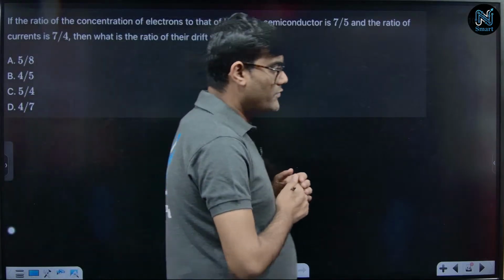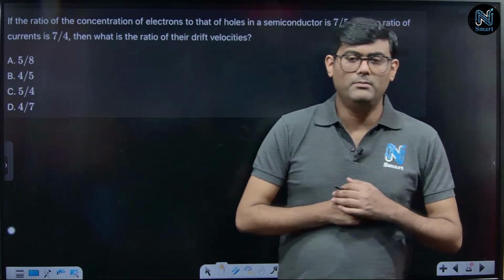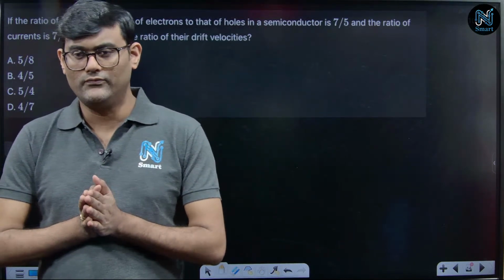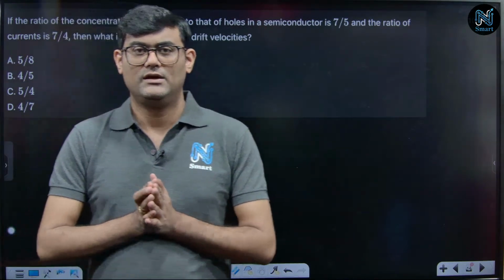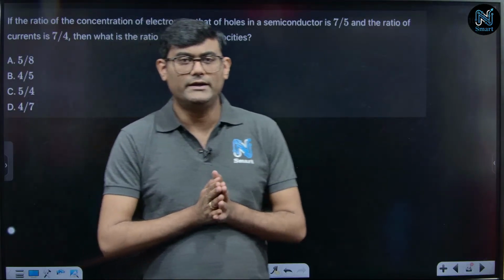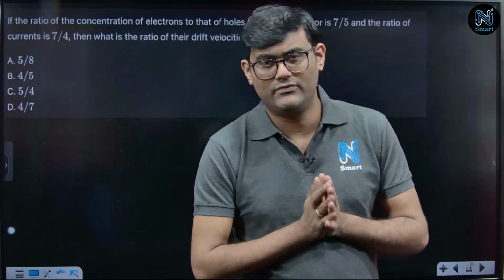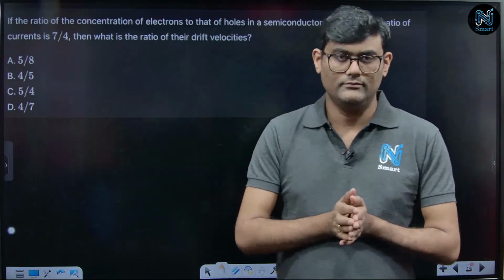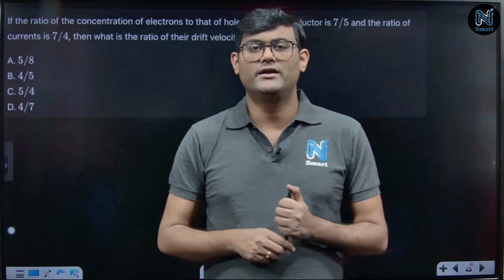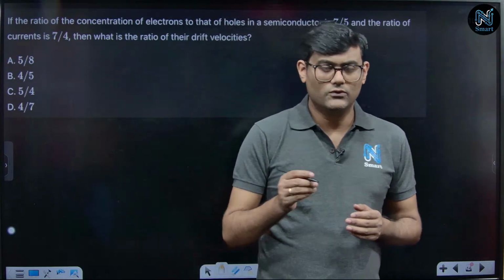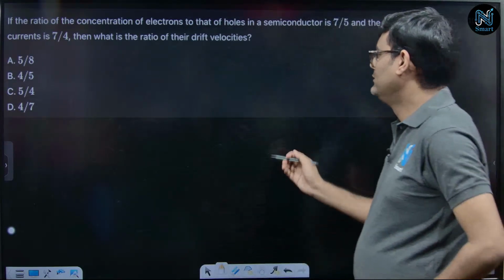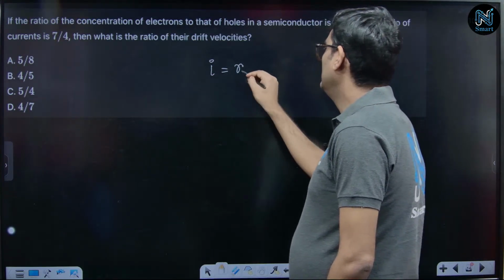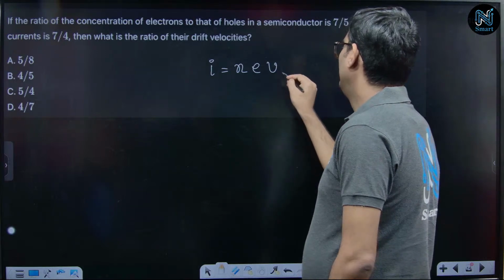Now in this particular question, you should remember the formula of current and drift velocity from the chapter of current electricity, right? I am sure you do remember that. If not, you can revisit that chapter. So what is the formula? I am going to write it here. Formula says I equals n e v_d into A.